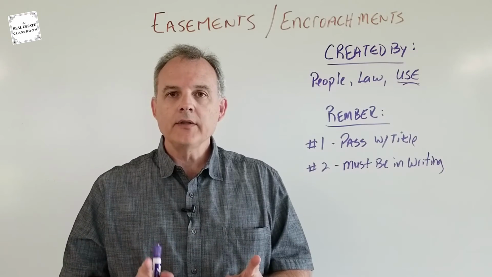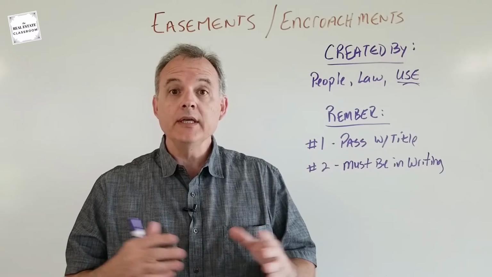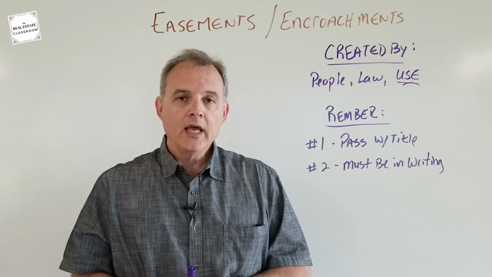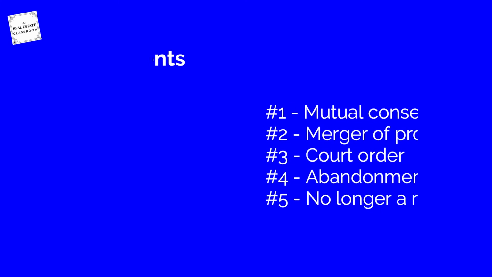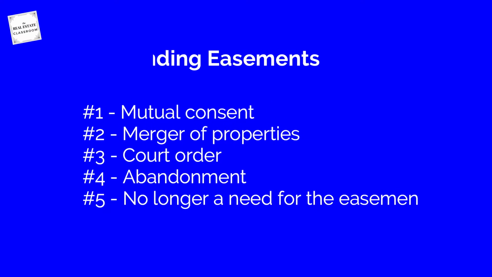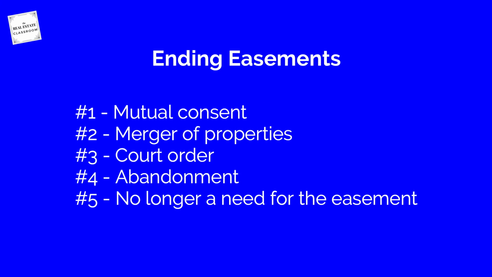Last thing I want to talk about in this video is how do we release or get rid of easements? There are 5 ways that we can terminate an easement. Number one is mutual consent between the two property owners. They simply agree to terminate the easement. The second way is through a merger, meaning the merger of the two properties. Certainly if the two properties merge, there's no need for the easement anymore.